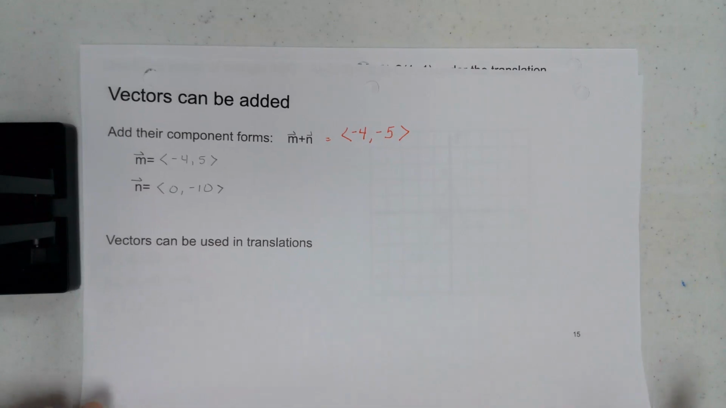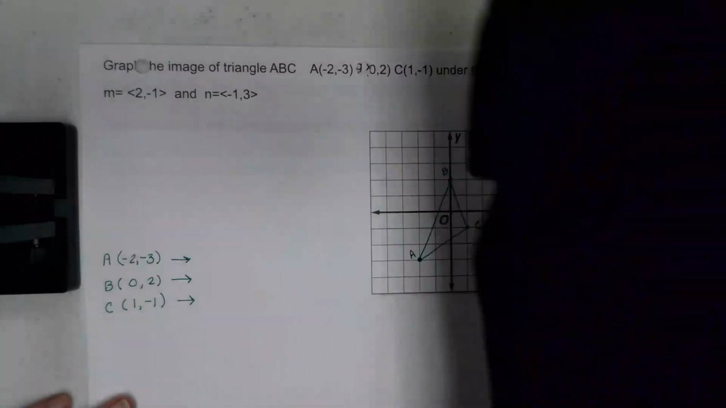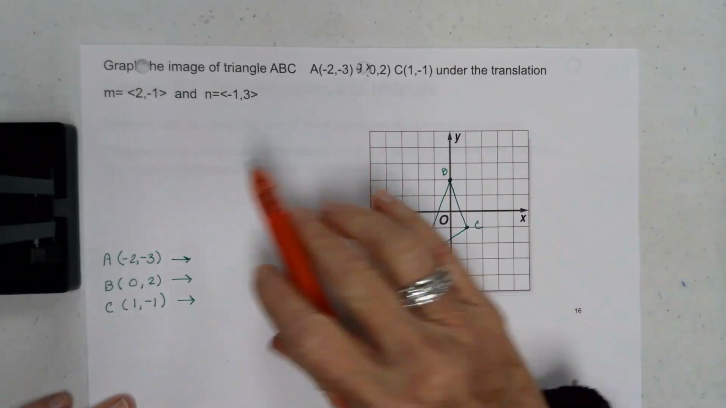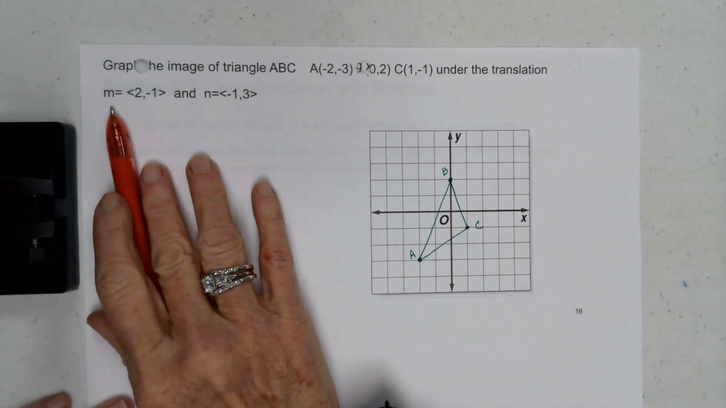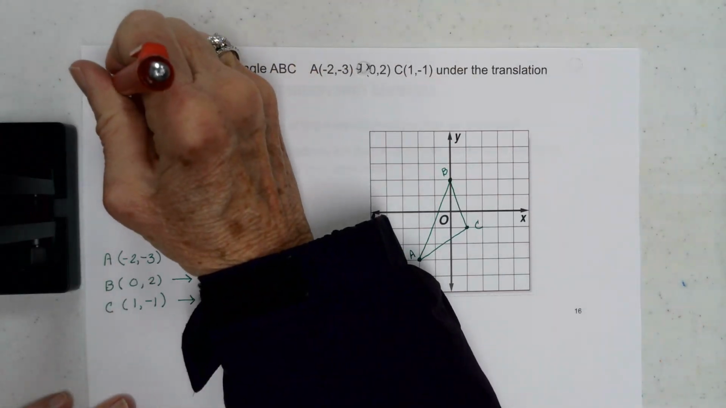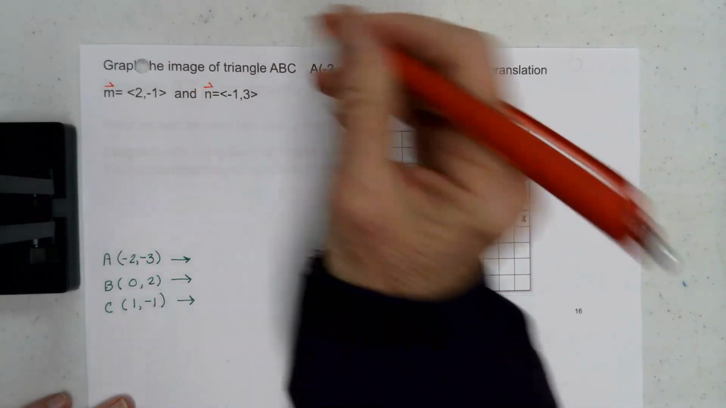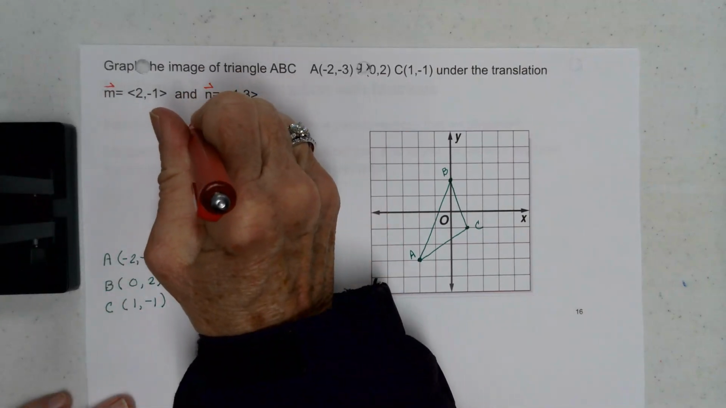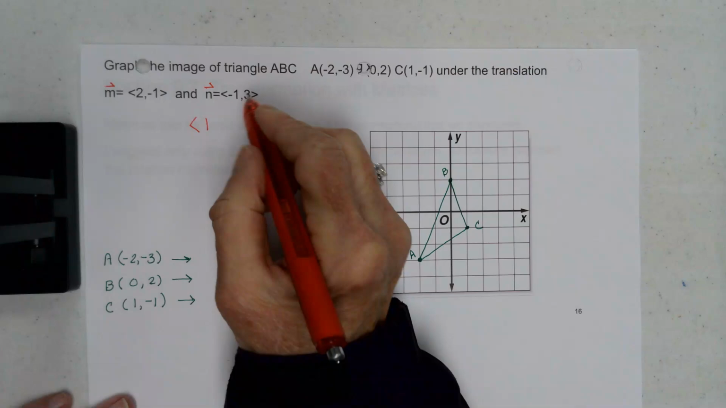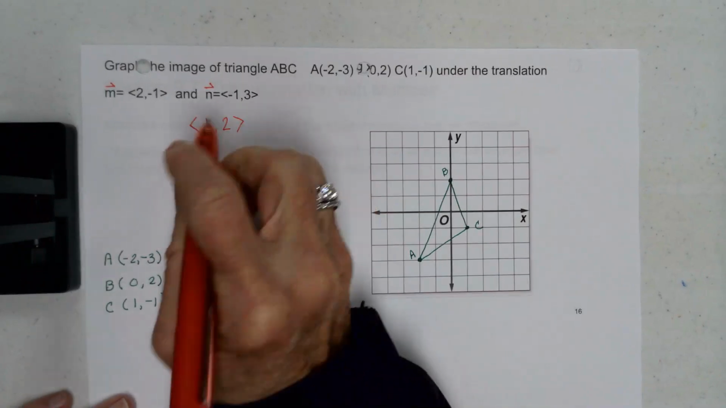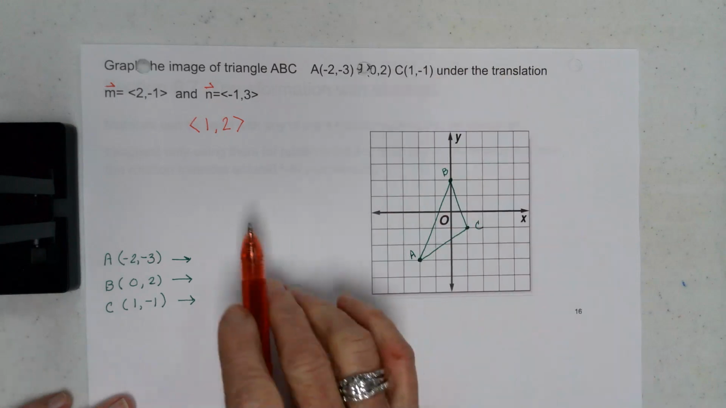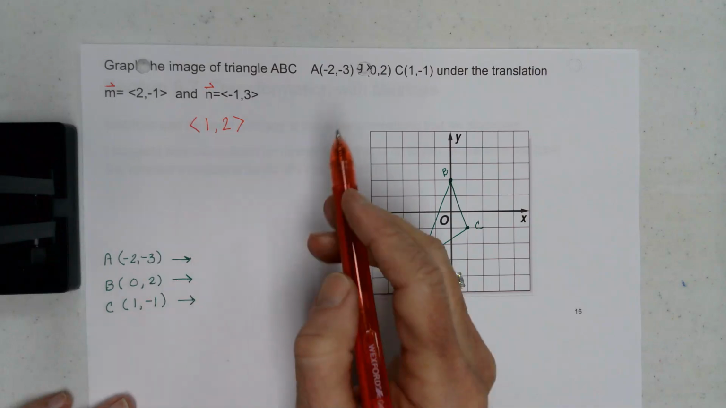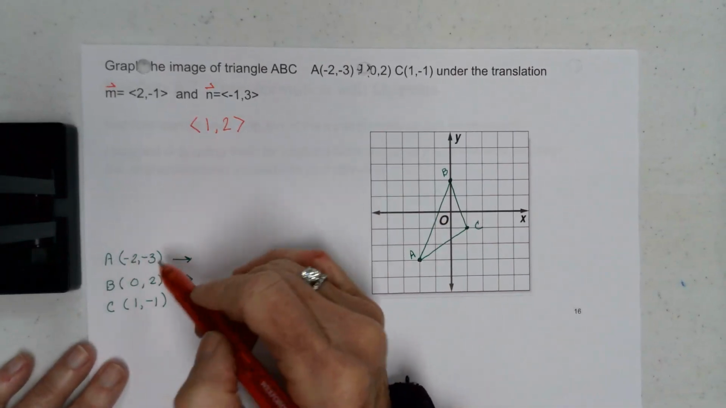Vectors can also be used in translations. Let's say I want to take this image, A, B, C, and I want to do this translation under the vectors M and N. So the first thing I want to do is add them together. So my new vector is going to be 1, 2. I added the x's and I added the y's. So then I know that I'm adding 1 to the x and 2 to the y.